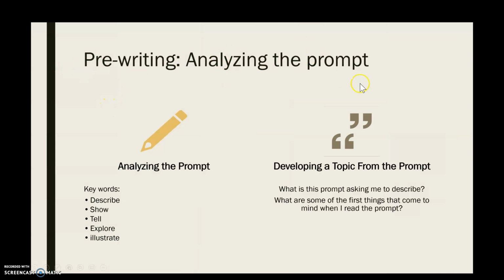You want to start by analyzing the prompt. There are going to be certain keywords that you'll see for certain types of writing. For descriptive writing, they tend to be describe, show, tell, explore, illustrate. So you might say, tell me about the best day of your life, or explore an experience that was important for you, or describe the most important object in your room. All of those will tell you that what you're looking at is more than likely a descriptive prompt.